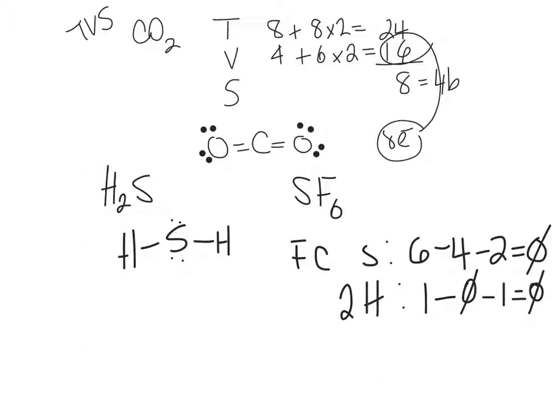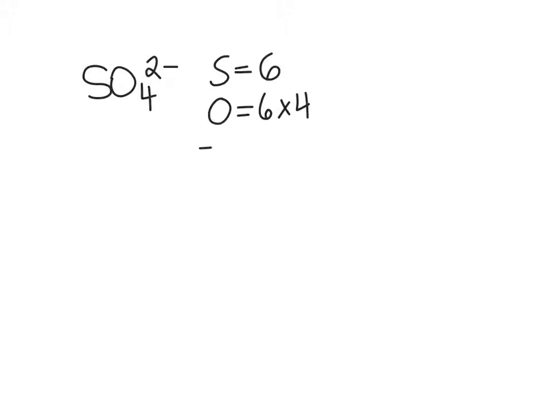Do SO4 2 minus. You can't. Sulfur has four oxygens bonded to it. If it was following the combining capacity, it would just be two. You got it. So, 6 times 5 is 30, 32. Right? 32 electrons, sulfur.